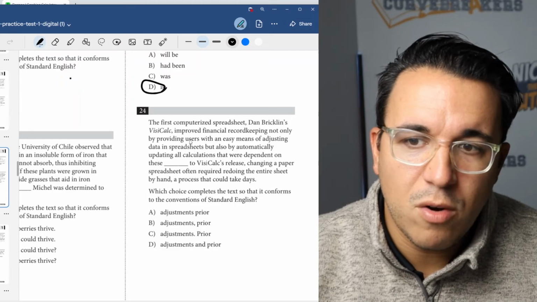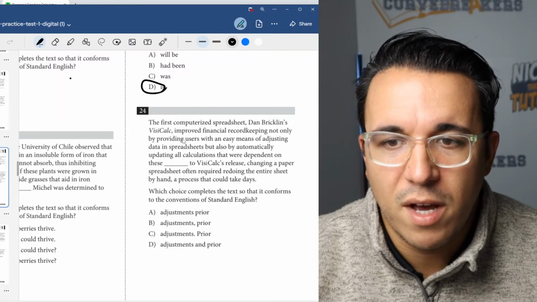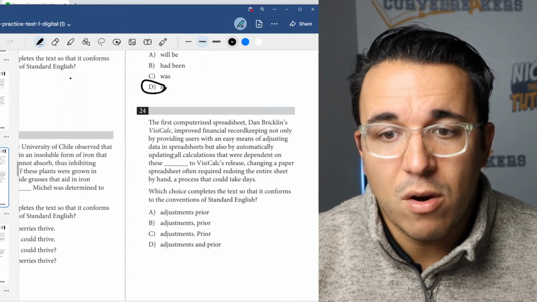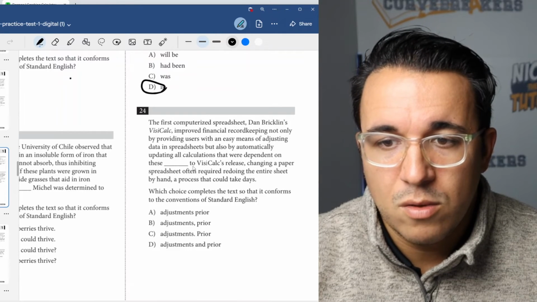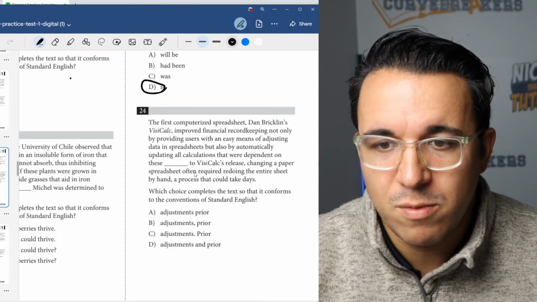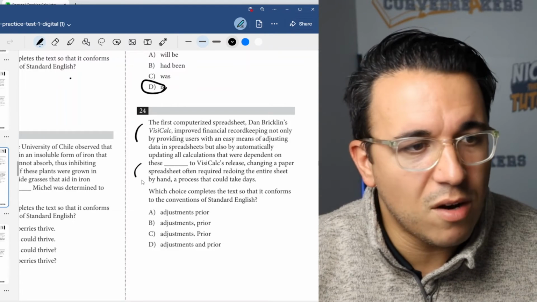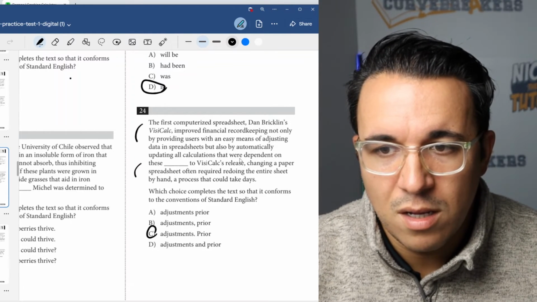The first computerized spreadsheet, Dan Bricklin's VisiCalc, improved financial record keeping not only by providing users with an easy means of adjusting data in spreadsheets, but also by automatically updating all calculations that were dependent on these blanks to VisiCalc's release. That seems weird. Changing a paper spreadsheet often required redoing the entire sheet by hand. So I think we have a complete sentence here and a complete sentence here. So I'm going to go with choice C, the period.